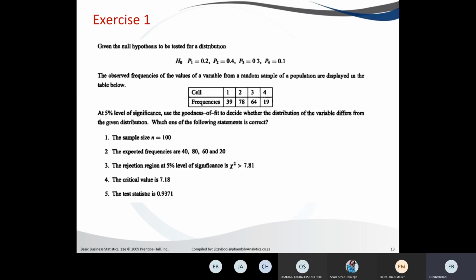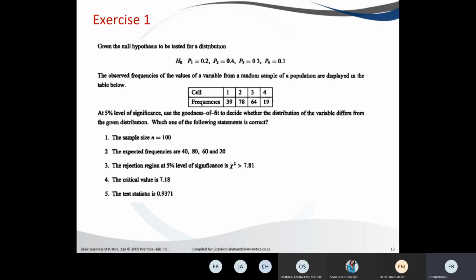Okay, let's do the exercise. Given the null hypothesis to be tested for the distribution, our null hypothesis P1 is equal to 0.2. So they give us as well the probabilities. The probability for number 1 is 0.2. The probability for 2 is 0.4. The probability for 3 is 0.3. The probability for 4 is 0.1. So it means we're testing that the probabilities are the same, or the proportion for all P1 till P4 are the same. So it means the alternative will be they are not the same.